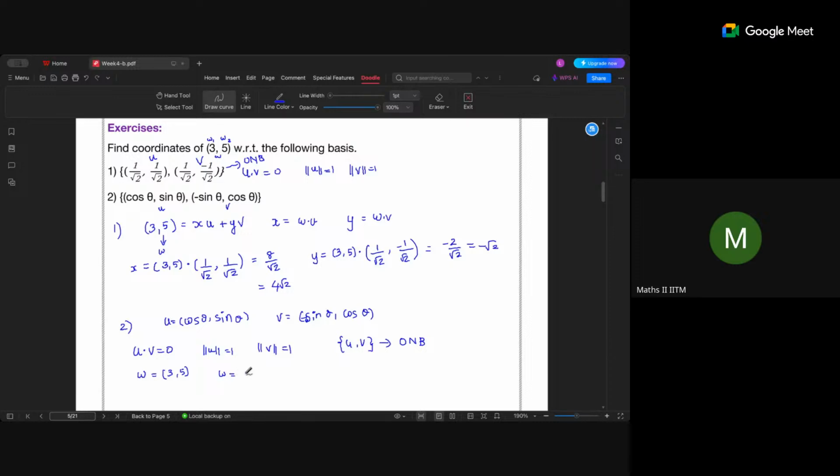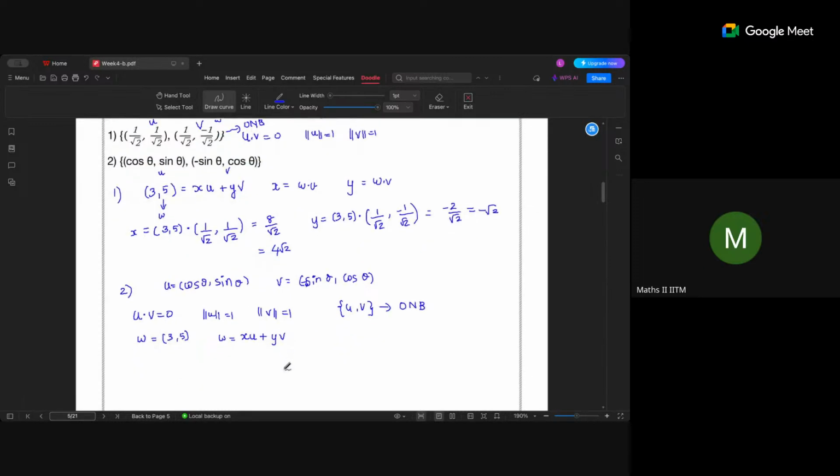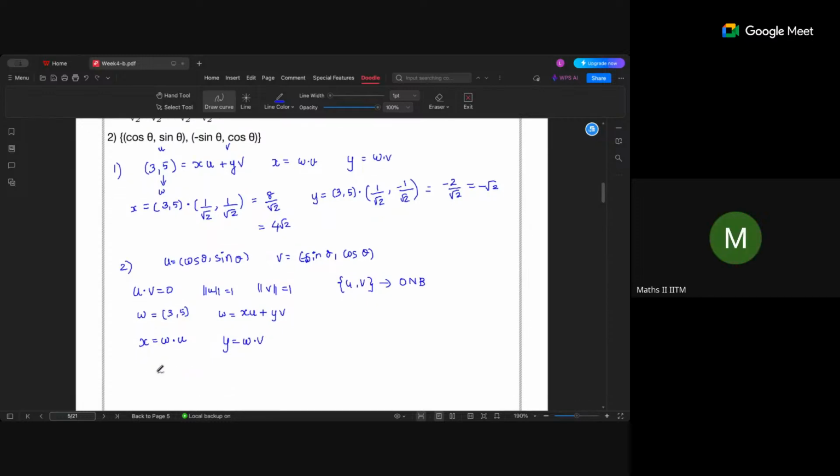if you write w is equal to x times u plus y times v. Now how will you find x and y? What is the formula? x is equal to w dot u, not w dot w, and y is equal to w dot v. Okay, now calculate x and y.